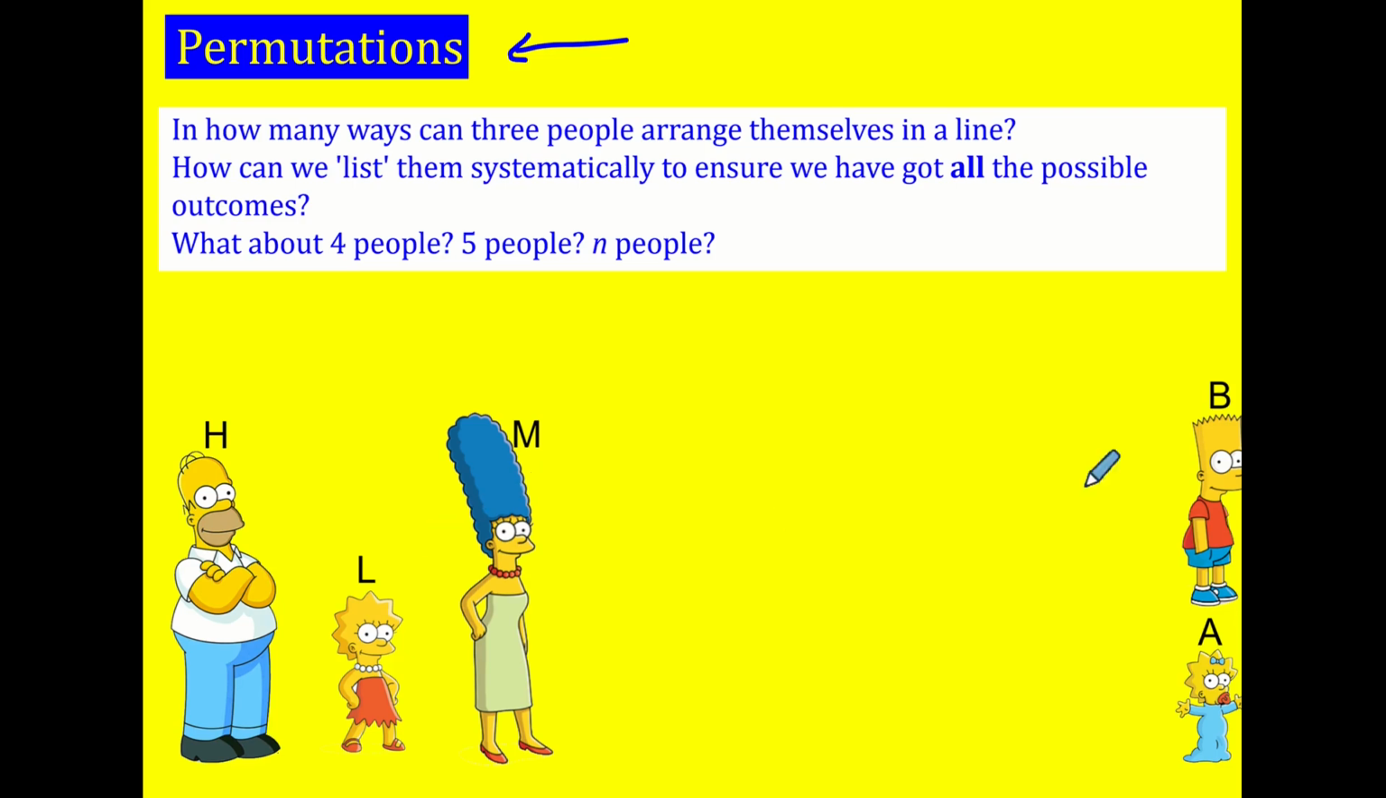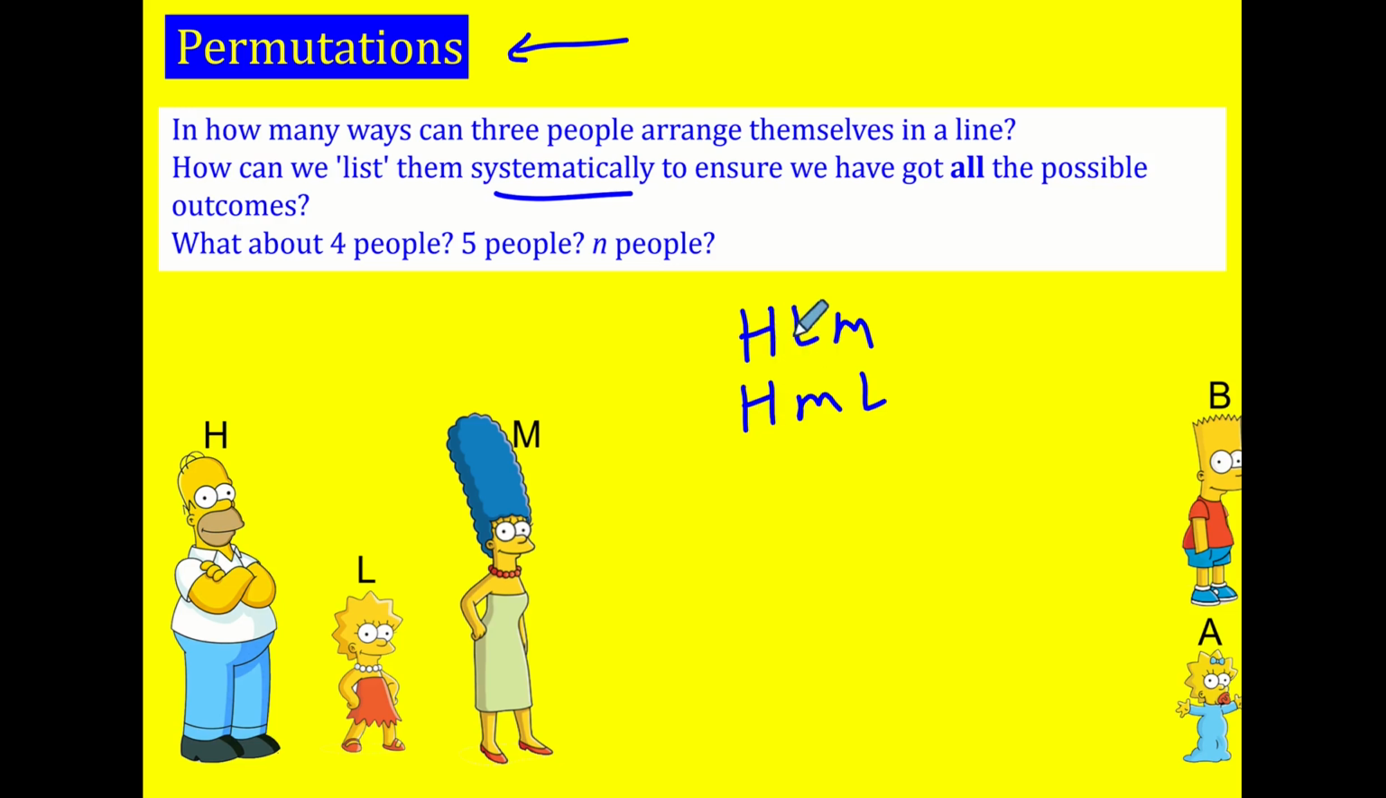Well, it very quickly makes sense to move away from the pictures and just use the letters. So we're going to have H, L, M. And the question is, how can we be systematic and know that we've got them all? Well, if we keep Homer on the left, the only other one that we've missed so far is Marge and then Lisa. Notice I can't use the same person twice here, I have to just use them each once.